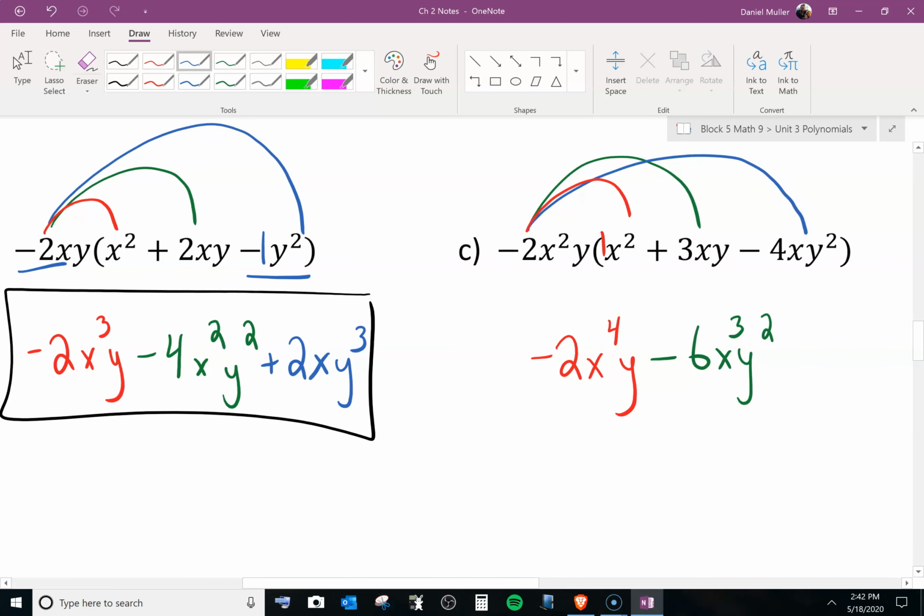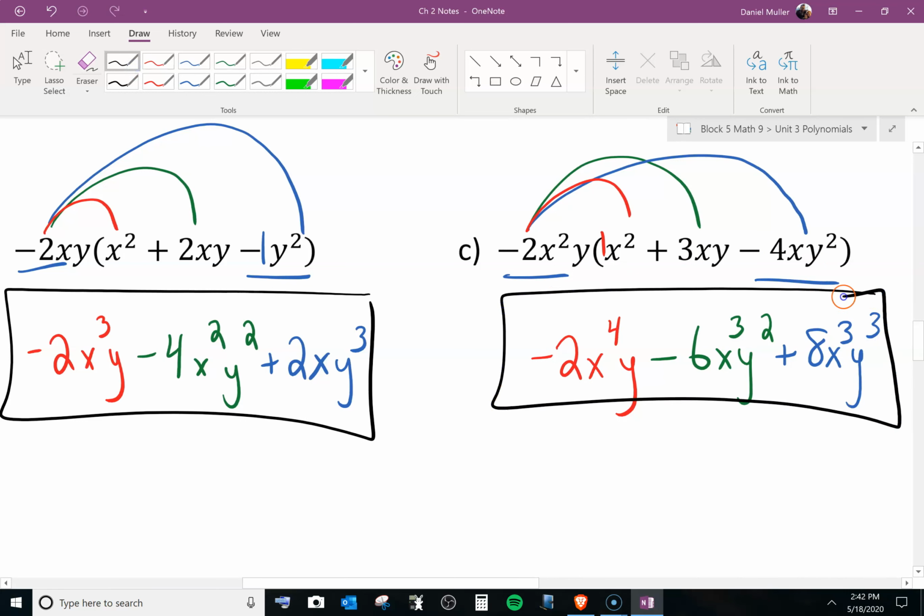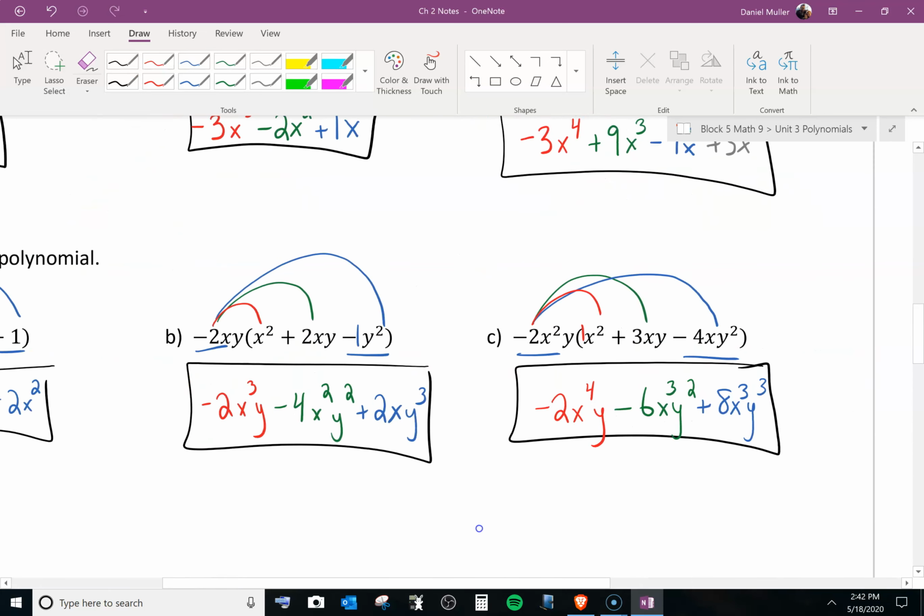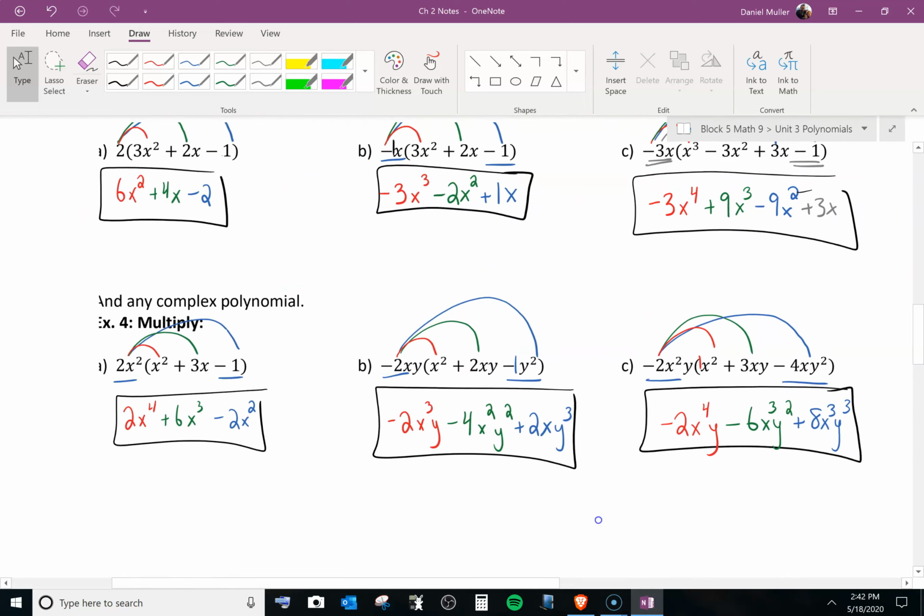And lastly, negative 2 times negative 4 is going to be a positive 8. There's an x squared and an x for an x cubed, and a y and another 2 y's for a total of y cubed. And so that is it. That is multiplying. We call those monomials times a polynomial.